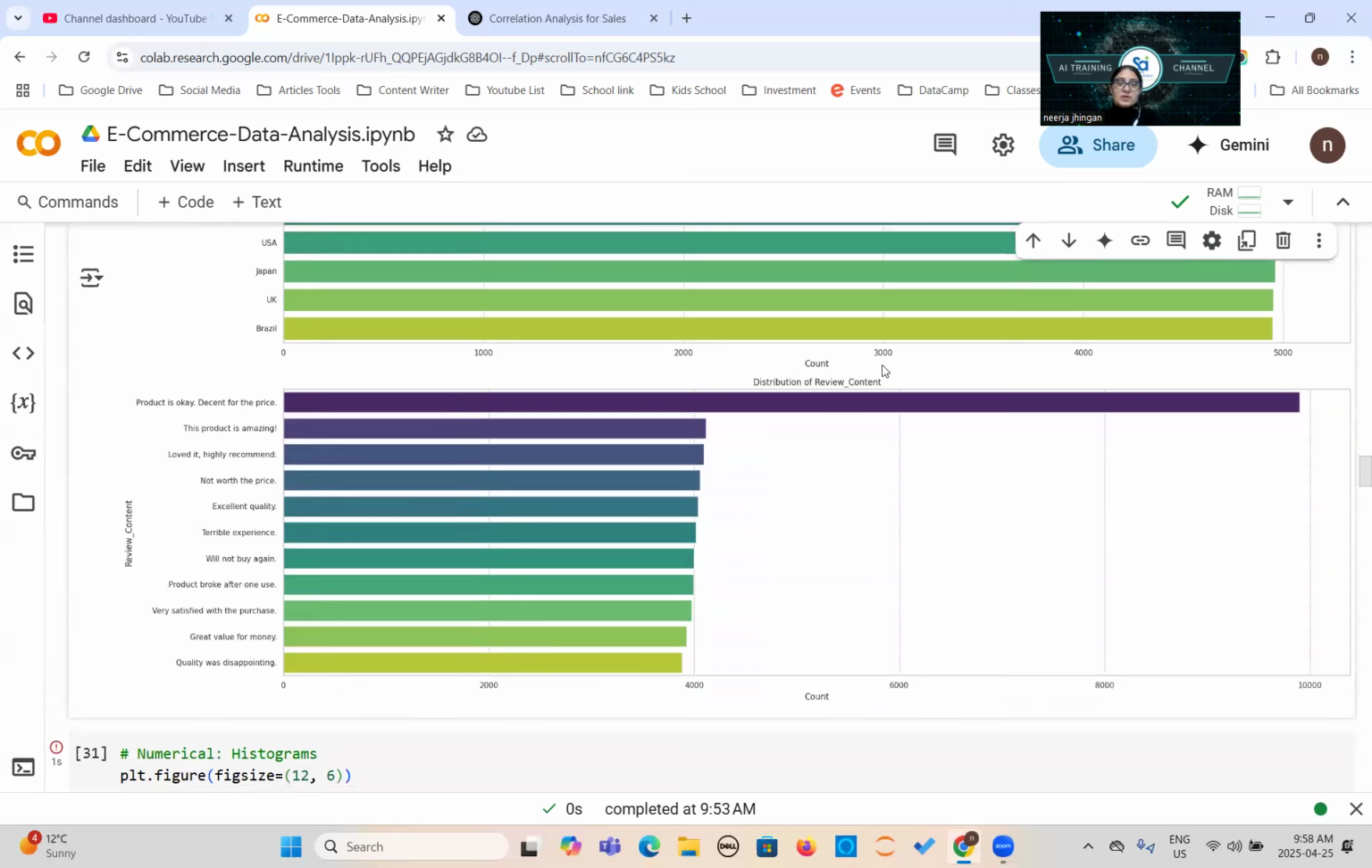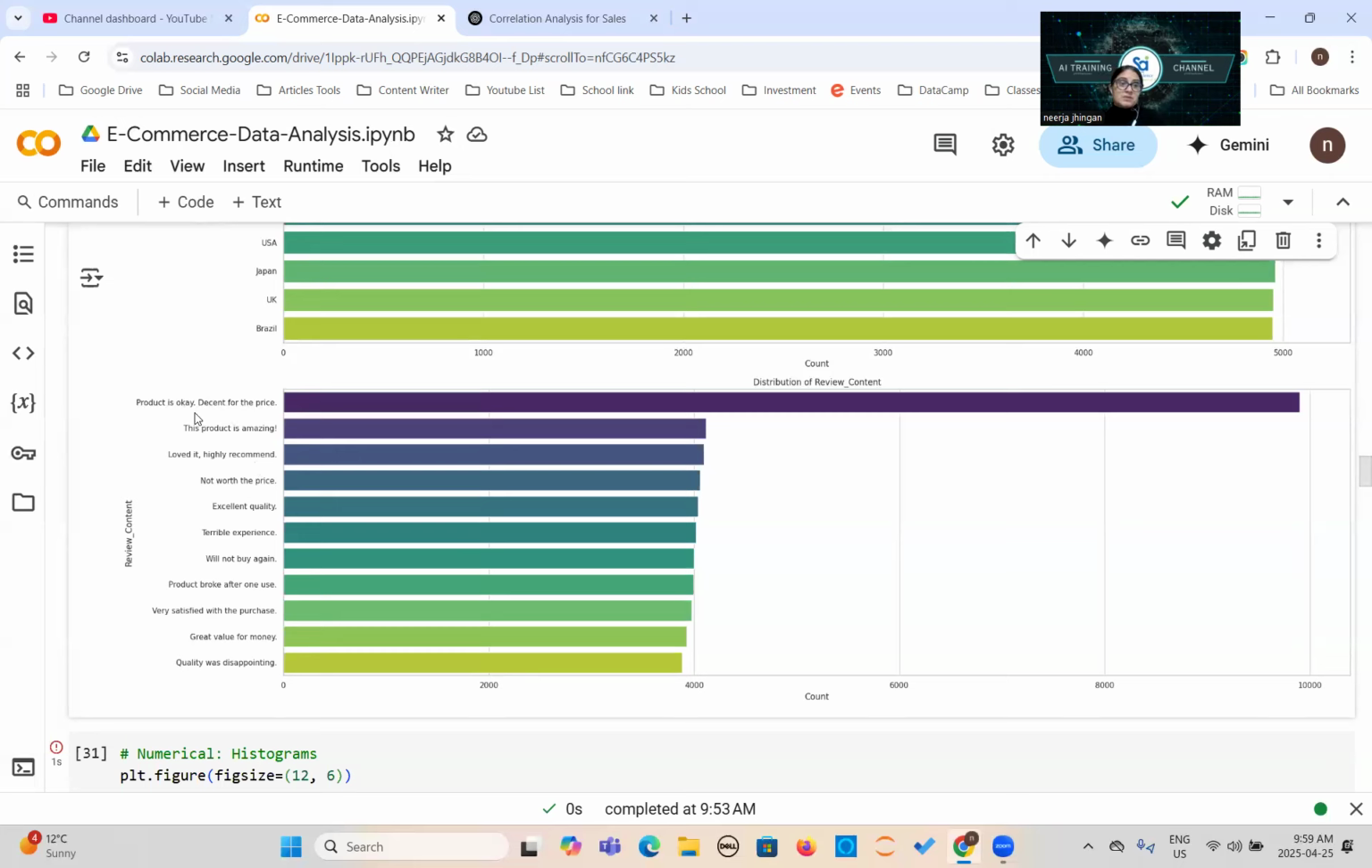And then if you look at the distribution of review content, it will tell you things like product is okay, decent for the price. It gives you insight based on the review content, because when people buy products online, they give reviews by typing them, right? So based on those words, you can also bring a useful insight. It will give your stakeholder an idea of what kind of reviews come most of the time, and even as a data analyst, you can pick up that word and work on it with deeper level analysis.